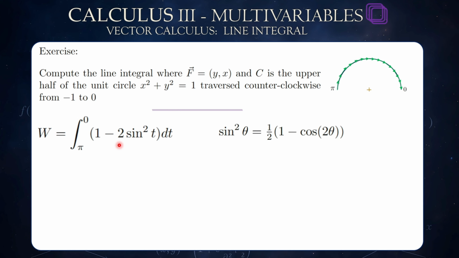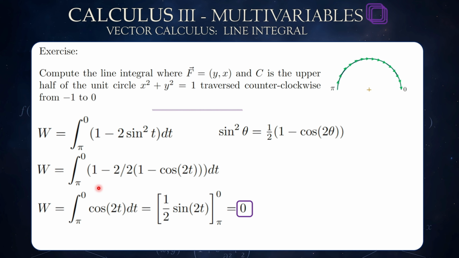So integral from pi to 0, 1 minus 2 sine square t equal integral of 1 minus 2 divided by 2, (1 minus cosine 2t). We simply replace the value of sine square t in this equation, equal integral from pi to 0 cosine 2t dt equal 1/2 sine 2t between pi and 0, which is 0.